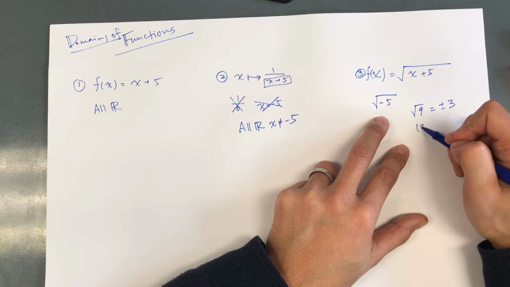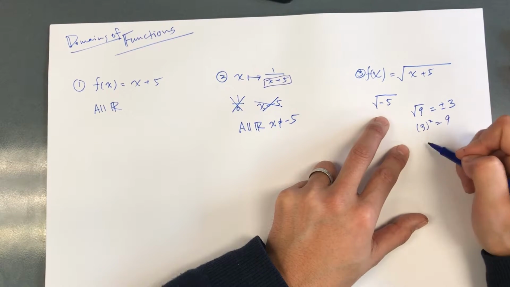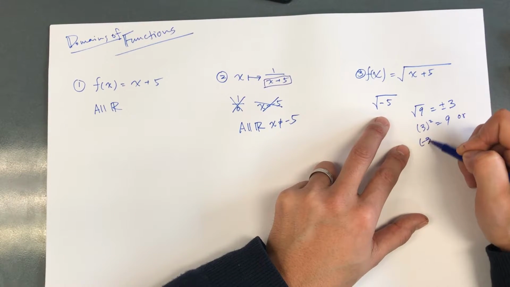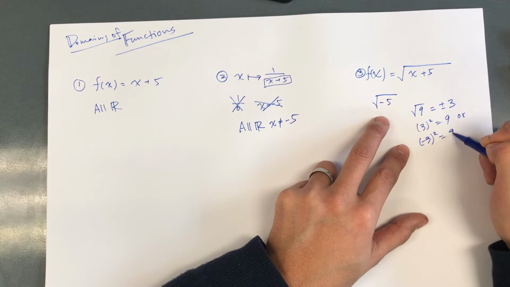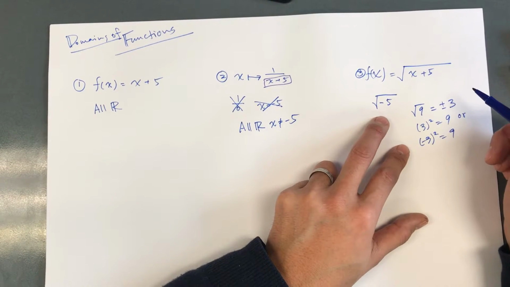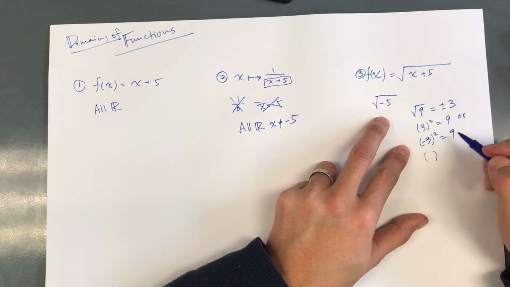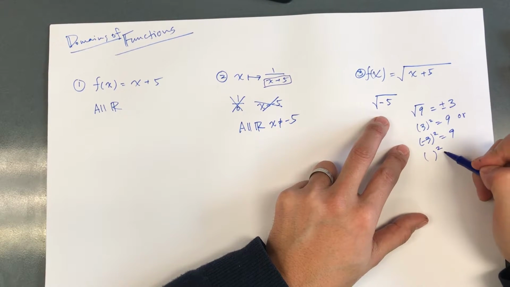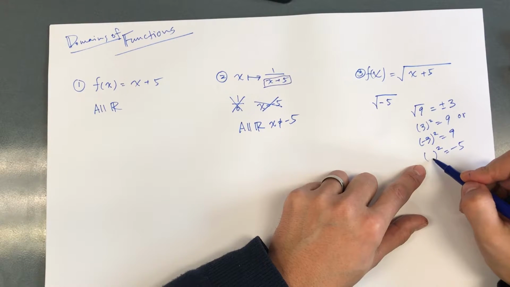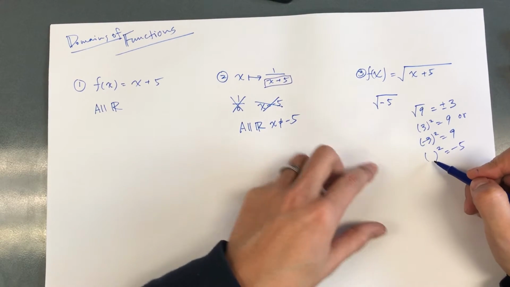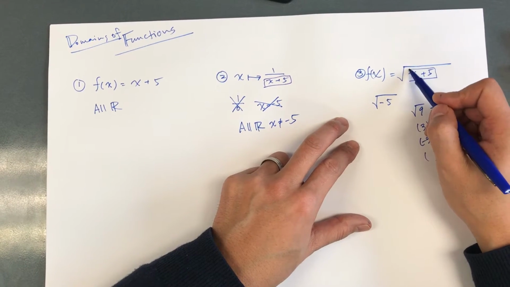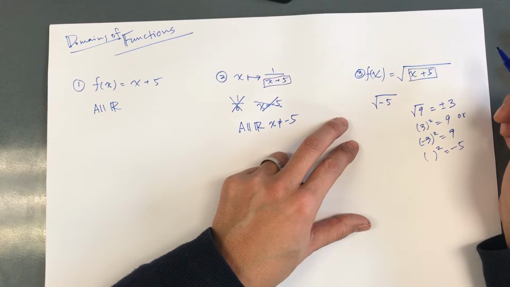Because 3 to the second power is 9, or -3 to the second power is 9 as well. But what number squared is going to be -5 or -9 or whatever? There's no real number like that. So we have to make sure that the inside of the square root is not going to be negative, right?